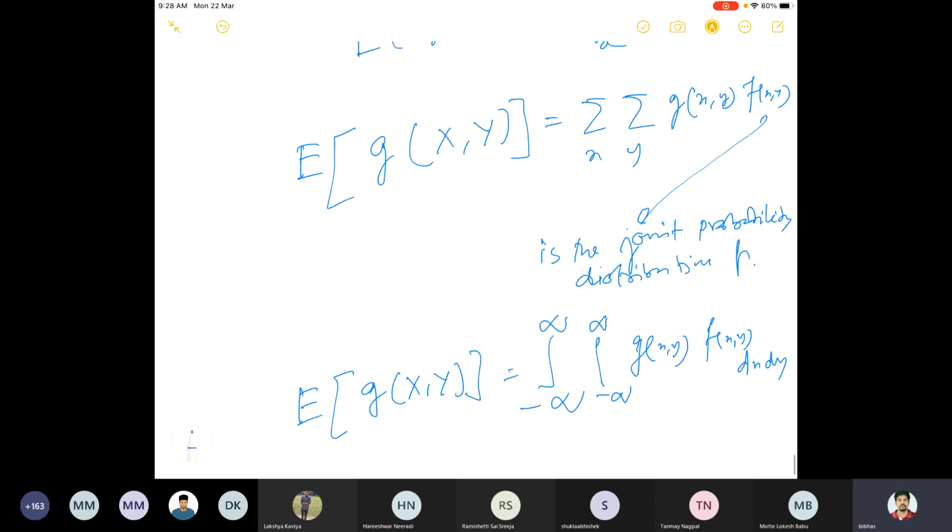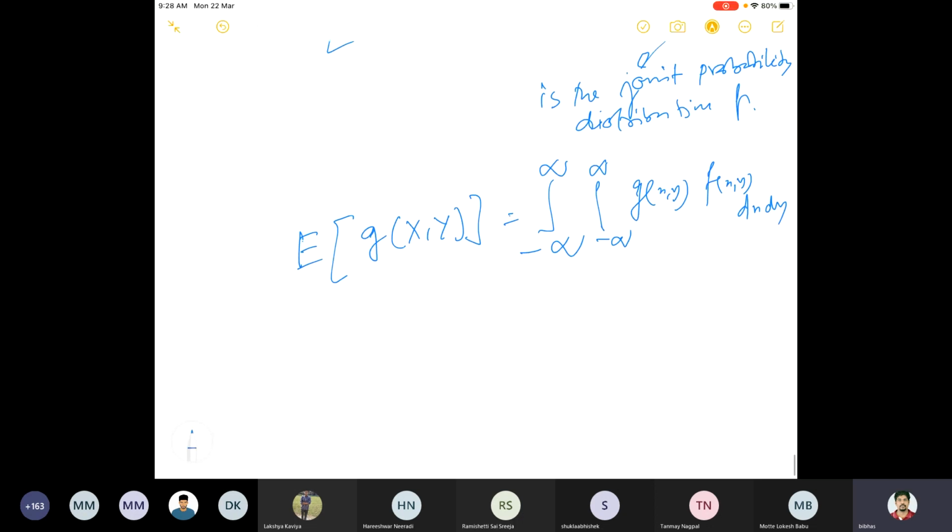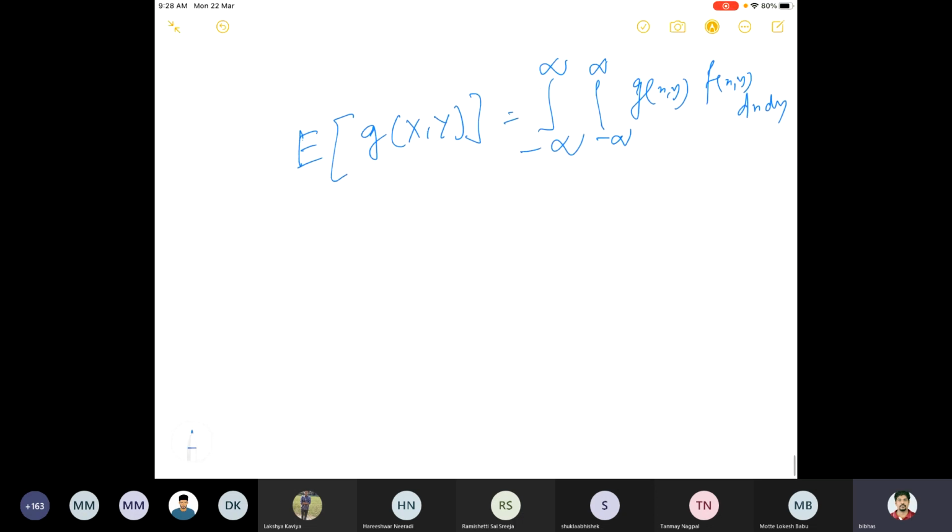Now we also talked about moments. We talked about two different kinds of moments: moments around the mean and moments around the origin. So let us first talk about moments about the origin, the moments of a pair of random variables, of course.